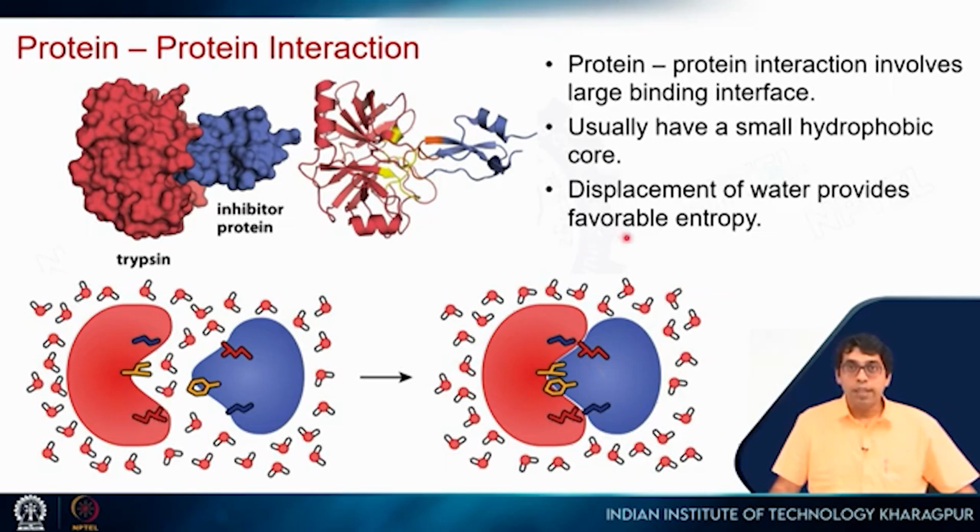And the last thing that gives a very favorable entropy is the displacement of these water molecules. These water molecules are squeezed out. They have limited entropy in this region because they have limited mobility. But when these two come together, they are released to the bulk water and their entropy increases. So that also helps in driving this protein-protein interaction.